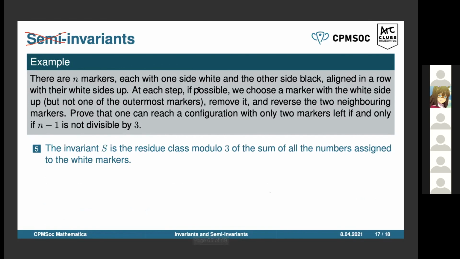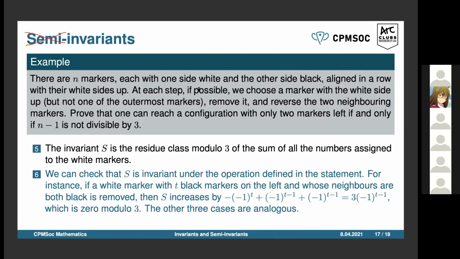Yes. So our invariant of the whole configuration: if you sum up those numbers that we give to the white markers, it should be invariant mod 3. And you can check that because when you flip a white marker, you change the values to the left of it, and you change the values to the right of it. And so just algebraically and arithmetically, you can show that that's an invariant.